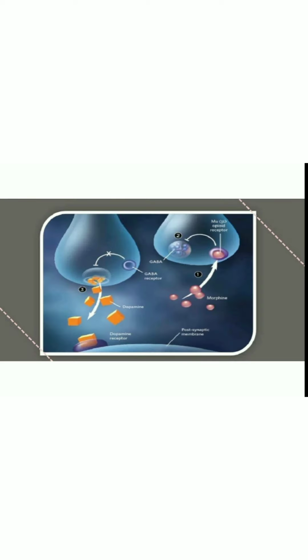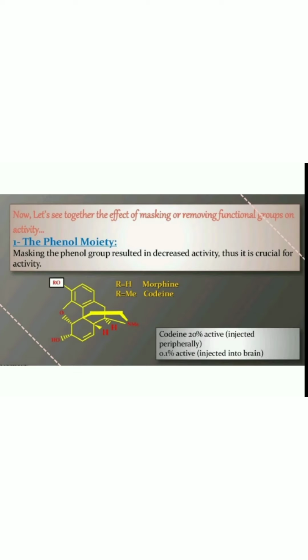So basically, when we take morphine, it binds with the mu opioid receptor, and corresponding to that the GABA is converted to the GABA receptor, and the dopamine is released and acts on the dopamine receptor and gives the basic activity. Now let's see together the effect of masking or removal.